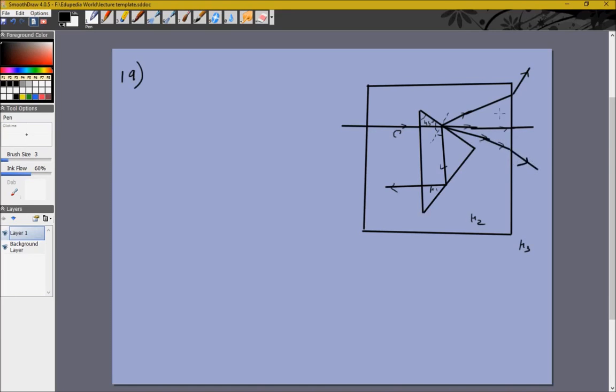So let's just look at what we can do for all of this first. This is E, this is I.